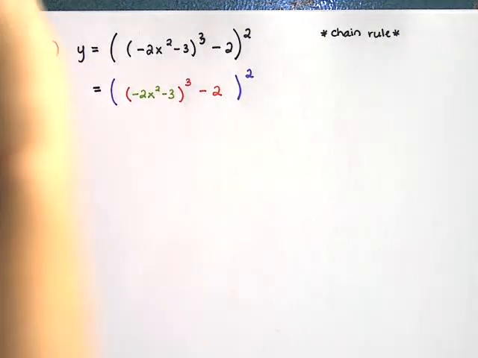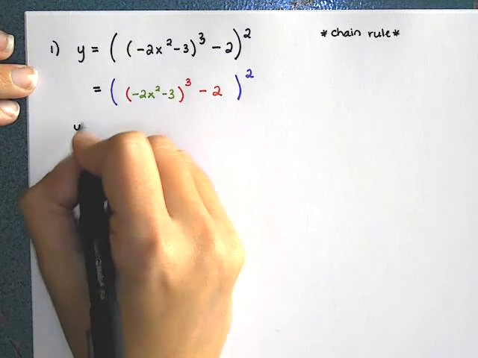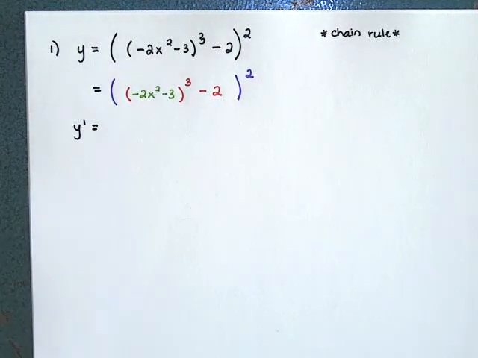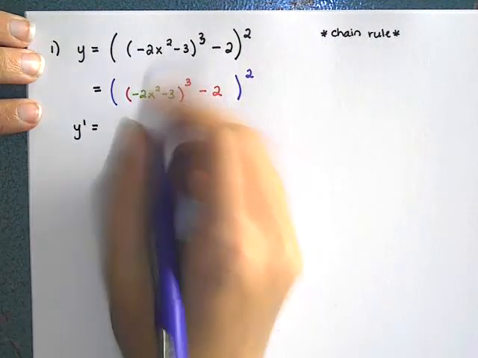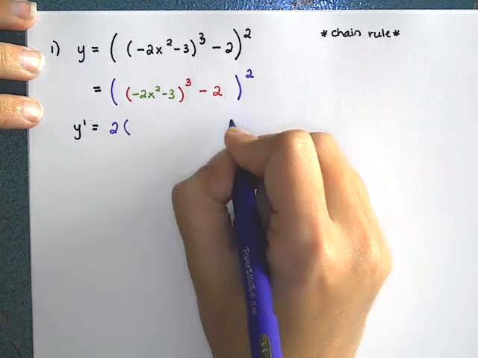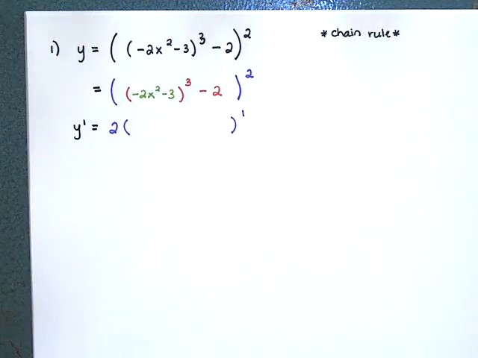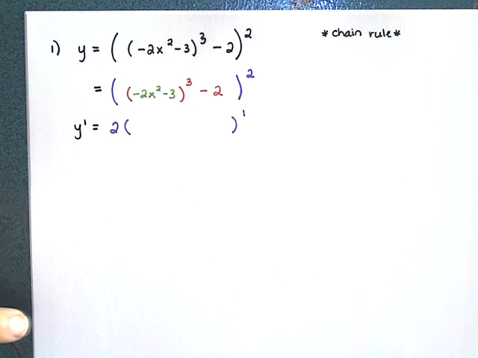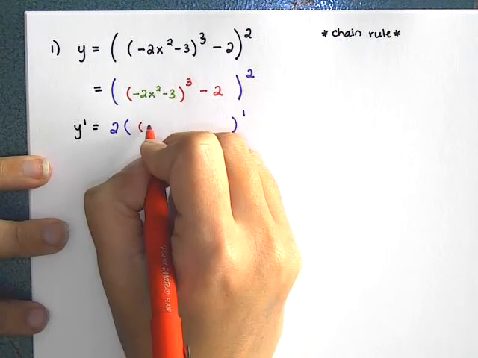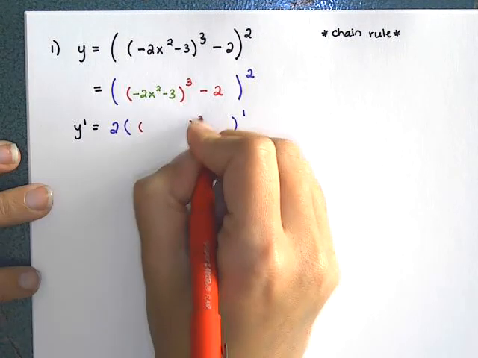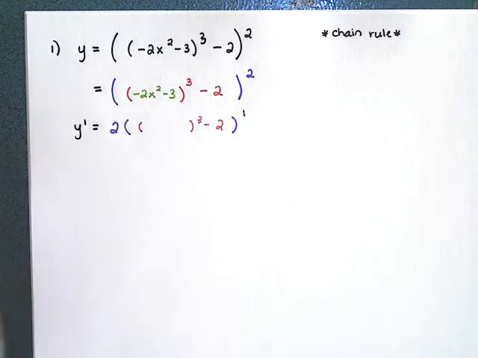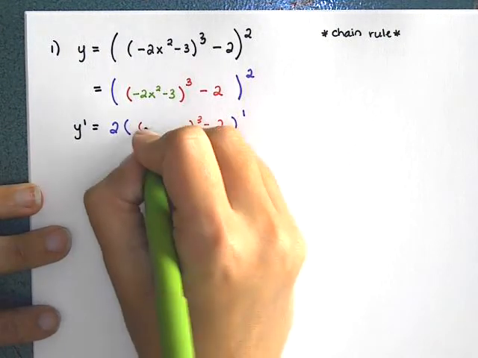Now, when I want to find the derivative, I'm going to do those one layer at a time. So I'm going to start with the purple layer. I'm going to drop the 2, leave the inside alone, change the power to a 1. Now I'm going to leave all of this stuff that was inside there the same as it was. It's not changing.